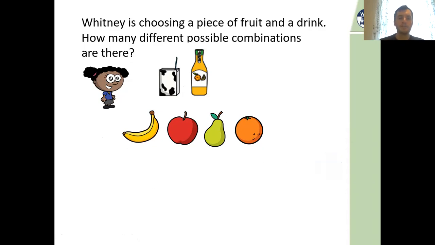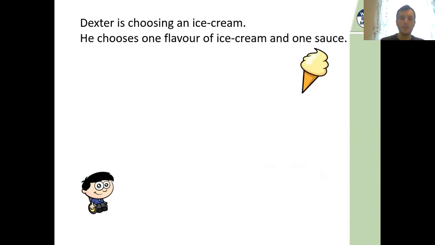Let's have a look together at this one. So let me go back actually. We can see that together. So we can do the milk with the banana, the milk with the apple, the milk with the pear, the milk with the orange. There's 4 already. The milk with each of those fruits. Then we can do the orange with the banana, the orange with the apple, the orange with the pear, or the orange with the orange. So that is another 4, which should give us 8 in total. 2 times 4 is equal to 8.